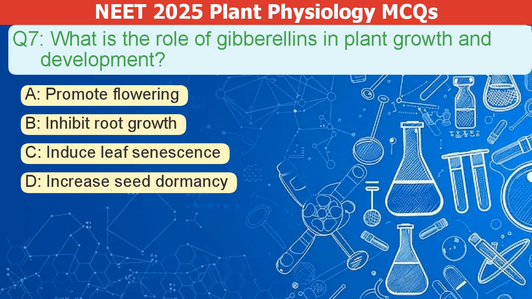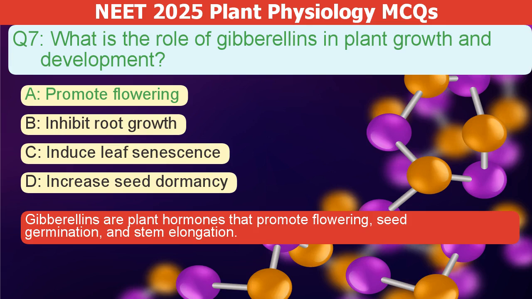What is the role of gibberellins in plant growth and development? A. Promote flowering. B. Inhibit root growth. C. Induce leaf senescence. D. Increase seed dormancy. The correct answer is A. Gibberellins are plant hormones that promote flowering, seed germination, and stem elongation.